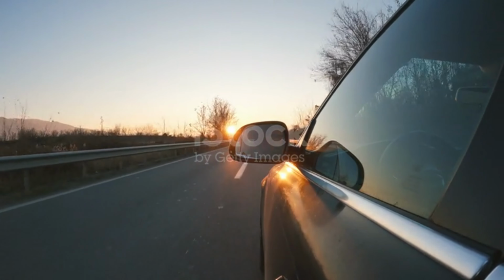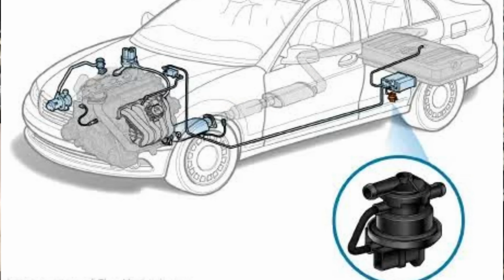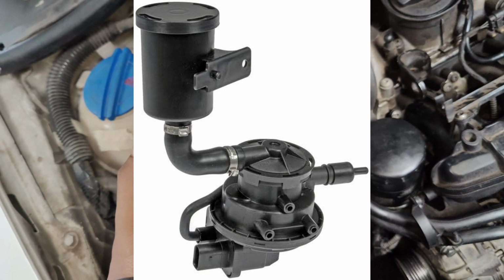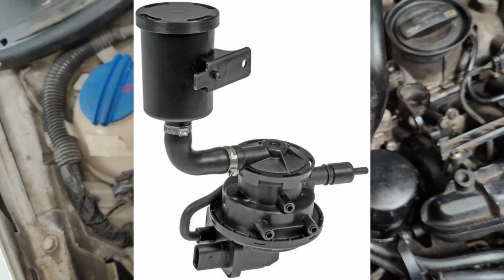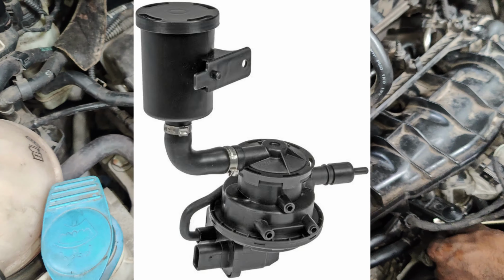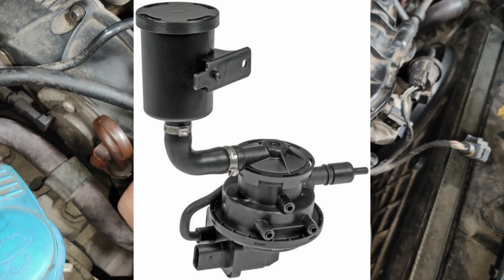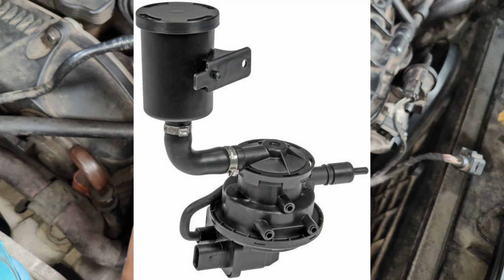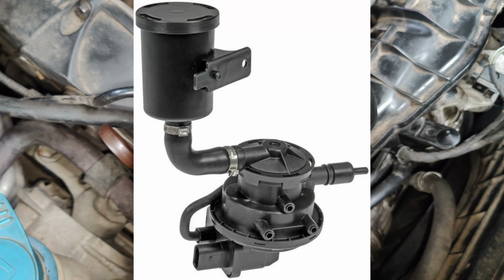Component location. Now let's talk about location. The leak detection pump is usually mounted near the charcoal canister close to the fuel tank underneath the vehicle. On some vehicles, it is built into the EVAP canister assembly. The pump connects to the ECU through a wiring harness that includes power, ground, control, and sense circuits. Because the pump is installed underneath the vehicle, it is exposed to water, mud, road salt, and vibration.